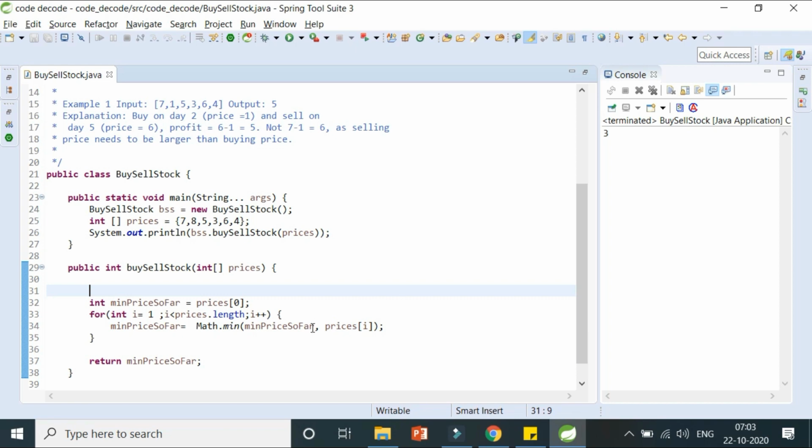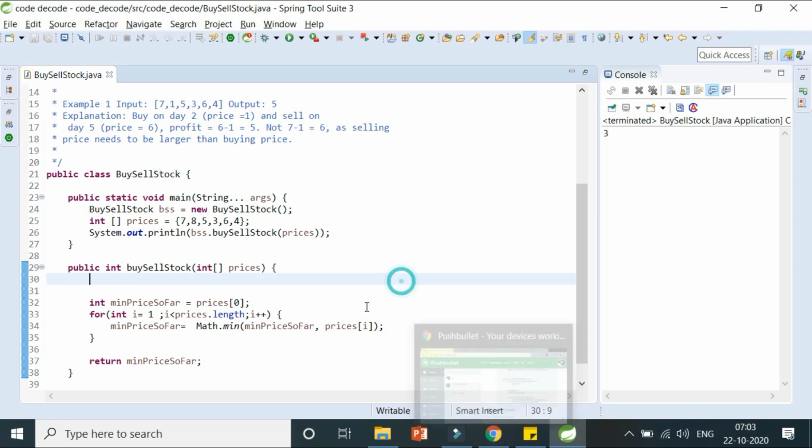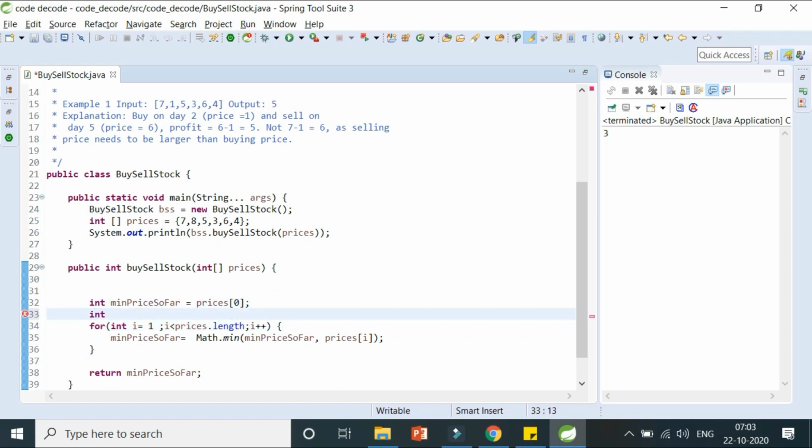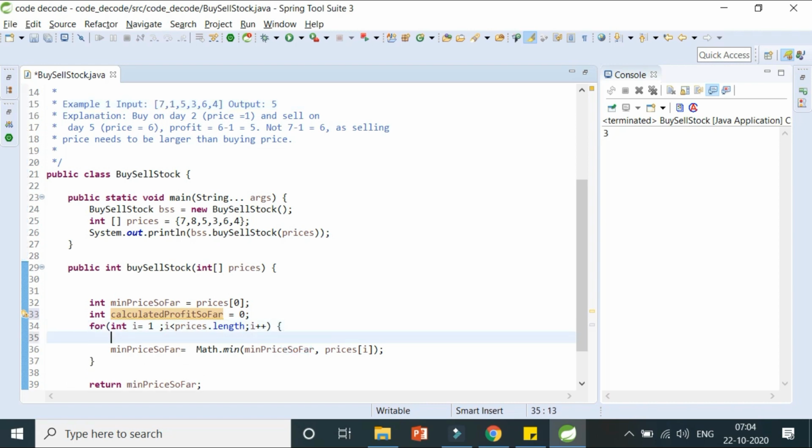Okay, so how can we calculate the profit? Now we have the minimum price, and let's say initially our profit would be 0. So int calculatedProfitSoFar. That's my name of the variable, calculated profit so far. Now what we have to do is, in each iteration, compare this calculated profit with the difference of the values. So let me show you how we can do this.